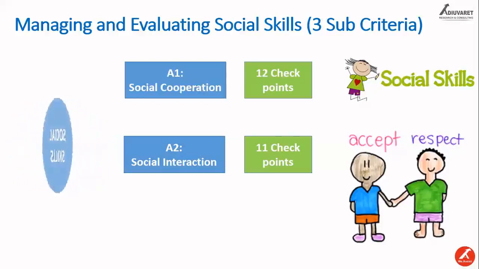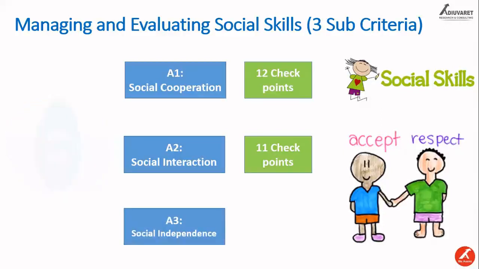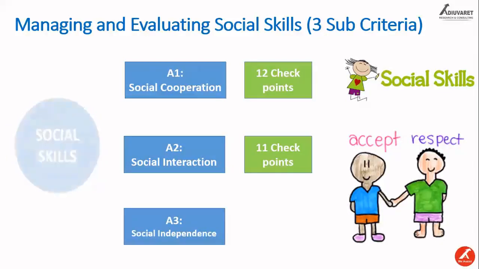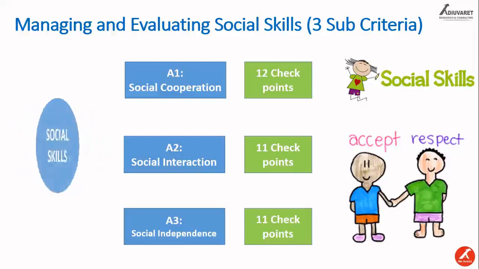We'll discuss in detail going further in the social skill development series. And the third sub criteria under social skill is social independence. Although we are talking about social cooperation and social interaction, social independence is another skill the child must learn in order to make himself or herself socially effective to deal with all the social issues cropping up in front of us. Under this, we have 11 checkpoints, and if these 11 checkpoints can be evaluated from time to time, then we are bound to develop those skills in our children.